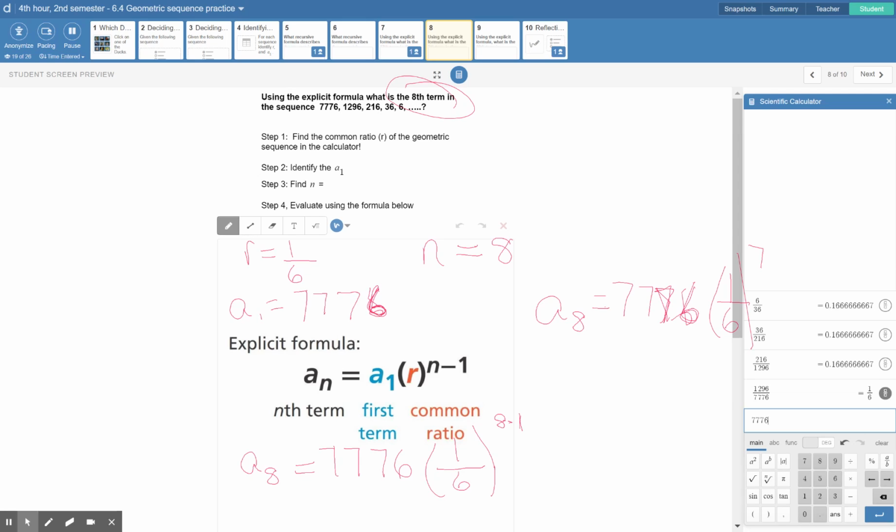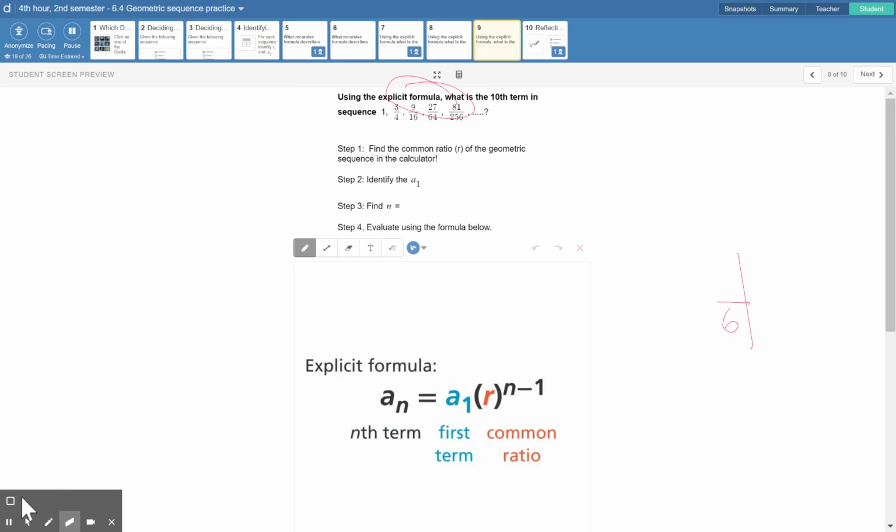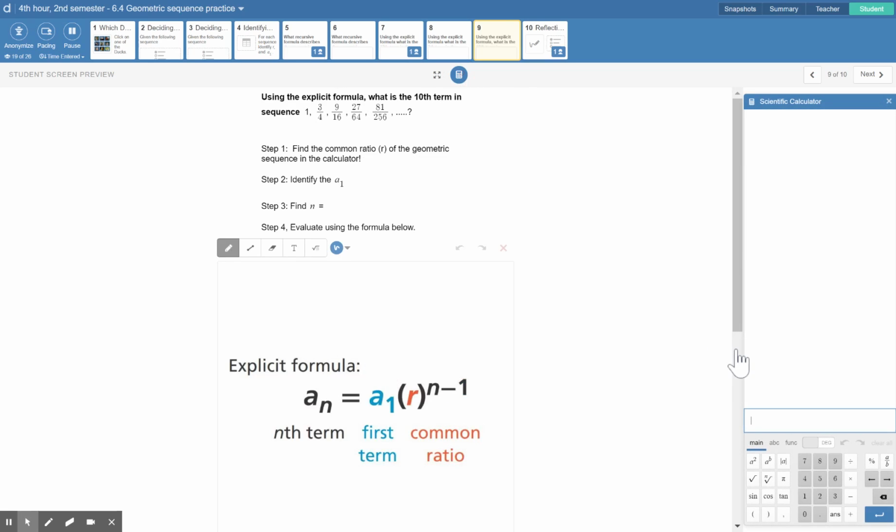Now slide 9 is not any more complicated, except it looks like fractions. It is fractions, so do yourself a favor and use the calculator. Using the calculator is going to be so beneficial, but you have to use the calculator correctly.